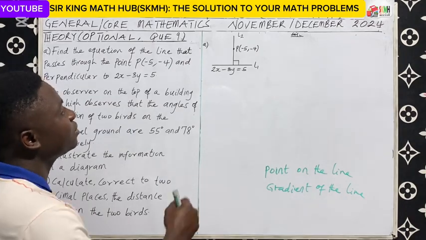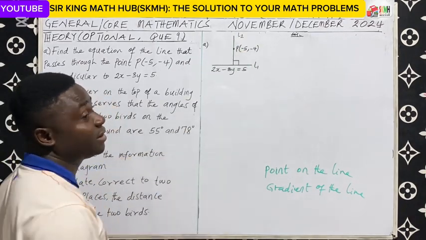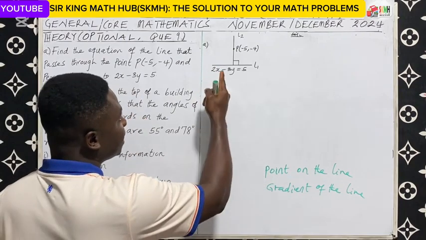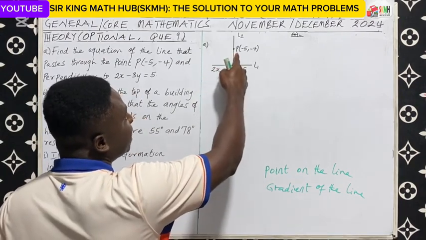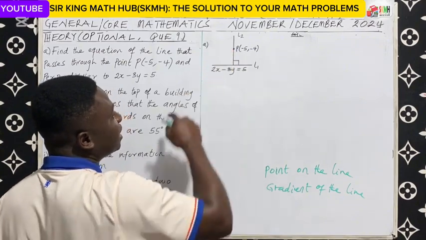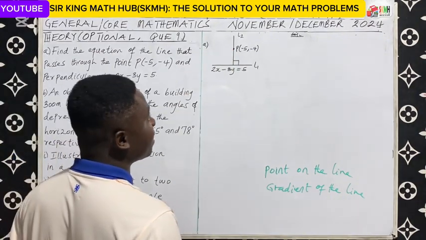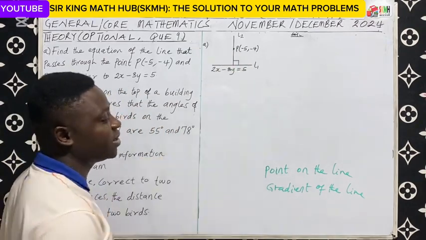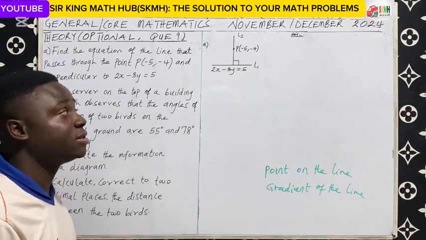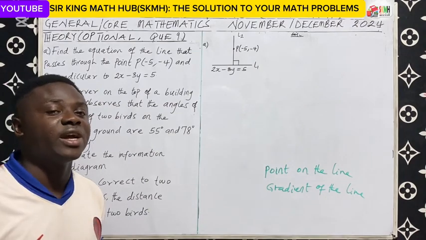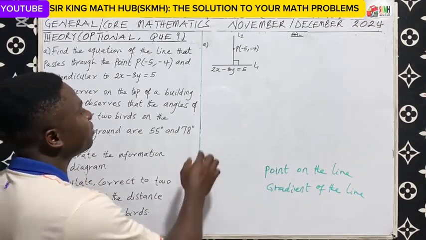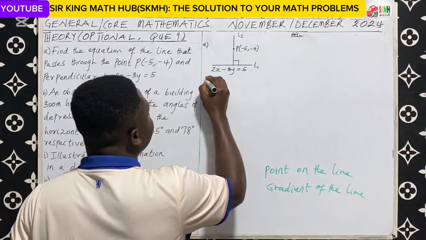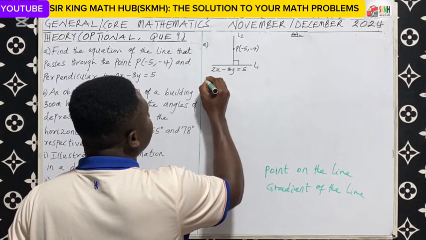As you can see, we want the equation of line 2, so we need a point on the line. Clearly, we know a point on the line. Point P lies on the line with coordinates -5, -4. What is left is the gradient of line 2. We don't know the gradient of line 2. So how then do we find the gradient of line 2? First of all, let's find the gradient of line 1.